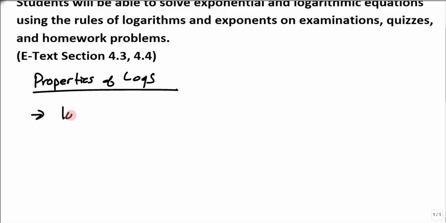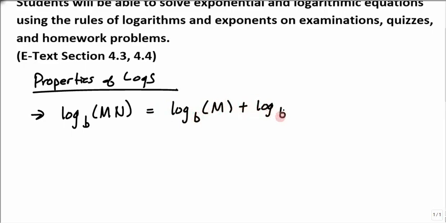If we have the log base b of a product, and the product would be m times n, and notice both of these are in parentheses, I could rewrite this as the sum of the logs. Log base b of m plus log base b of n. So the log of the product is the sum of the logs, is how we'd want to remember this.